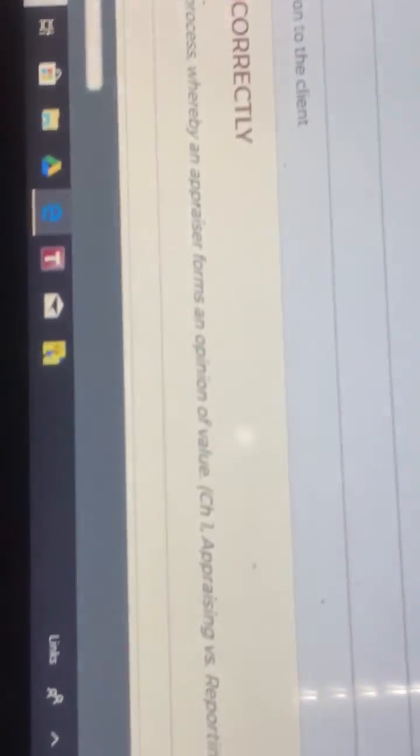Number 4, you got right. Number 5, you got right. Number 6, you got right. Number 7, you got wrong. The appraisal development process you chose is governed by Standard 2. That is incorrect. The correct answer is an intellectual process. Appraisal is an intellectual process whereby an appraiser forms an opinion of value. Chapter 1, Appraising versus Reporting.